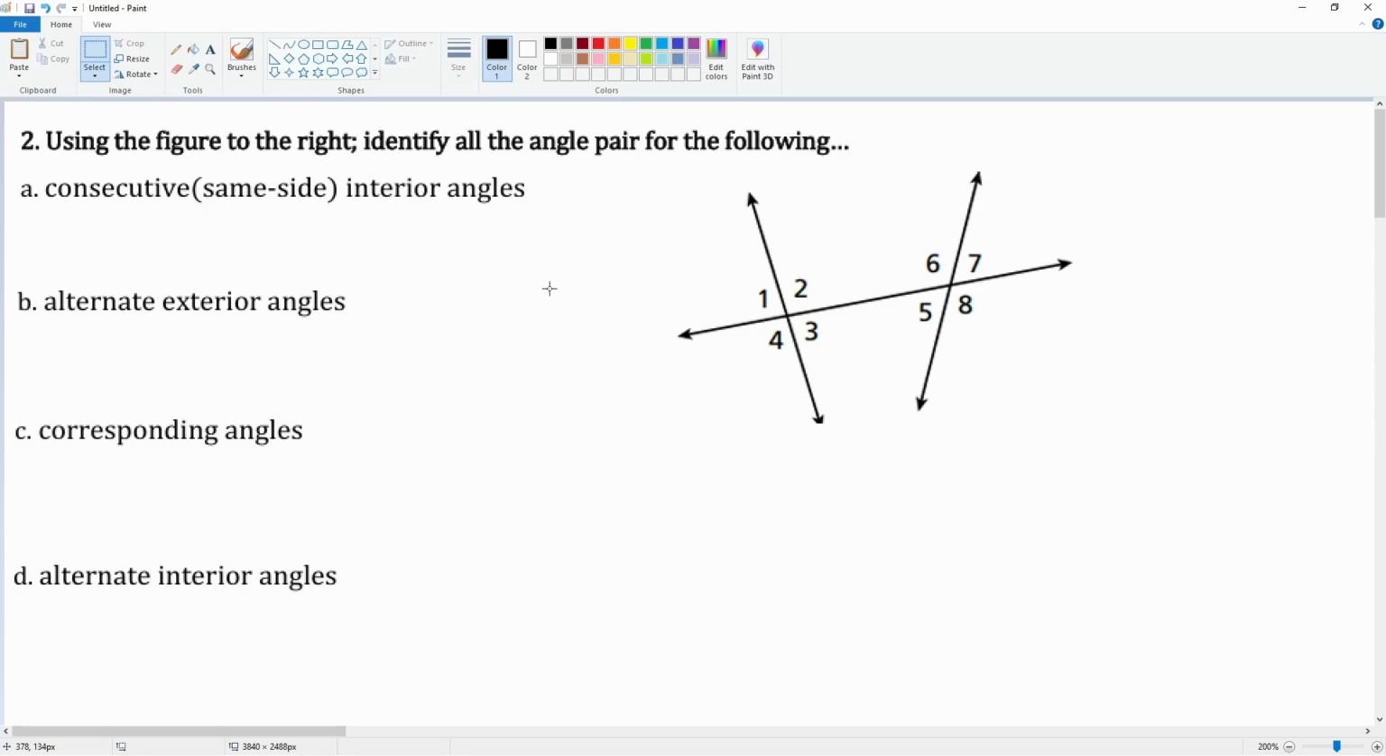Here we have number 2. You're using the figure on the right to identify all pairs of the following. Consecutive interior. So let's take a look at what interior and exterior are first.